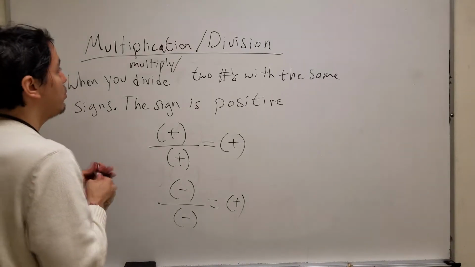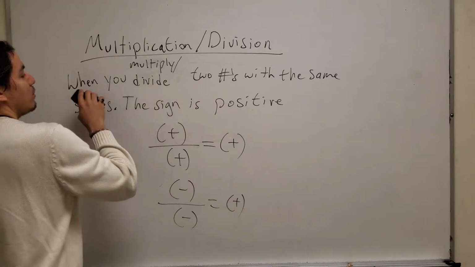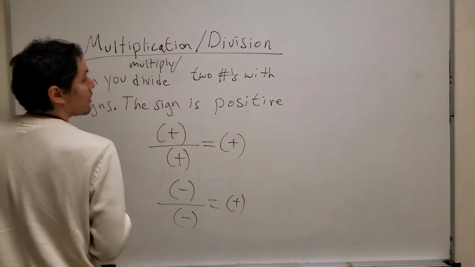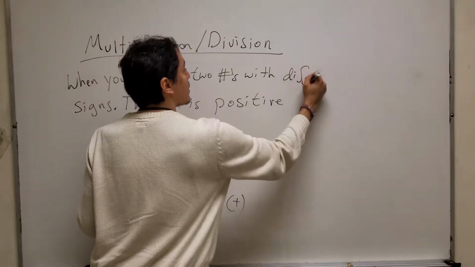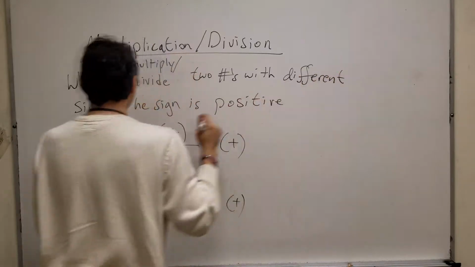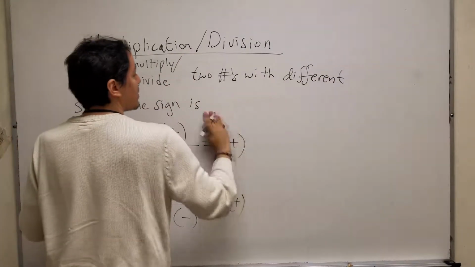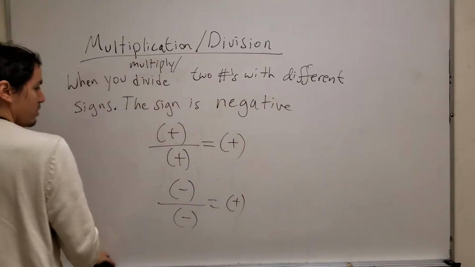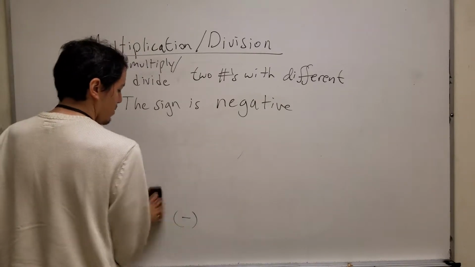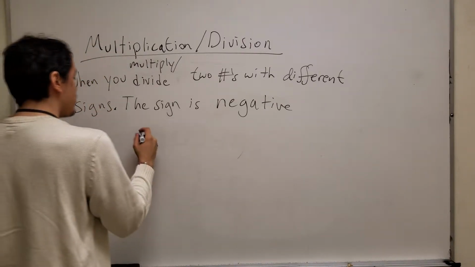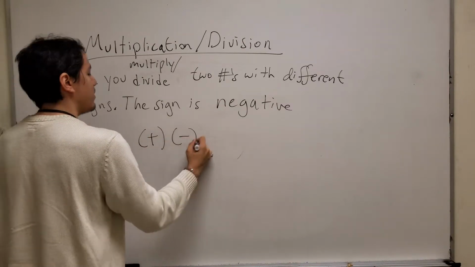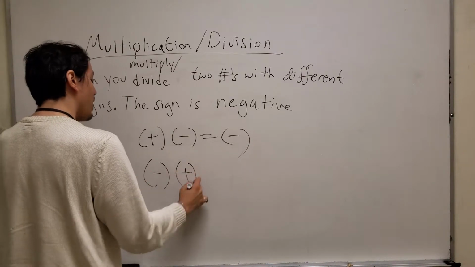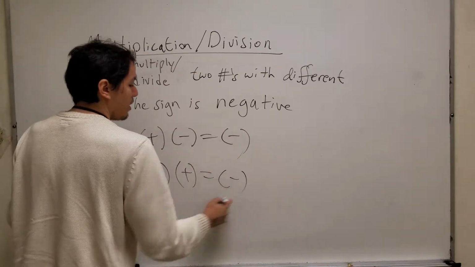Now, let's do what happens when you multiply two numbers with different signs. The sign is negative. All right, let's see what happens. So let's do multiplication first and then division. So multiplication, a positive times a negative is going to be negative. And vice versa, if it's a negative in front and then positive when you're multiplying, then it becomes negative.